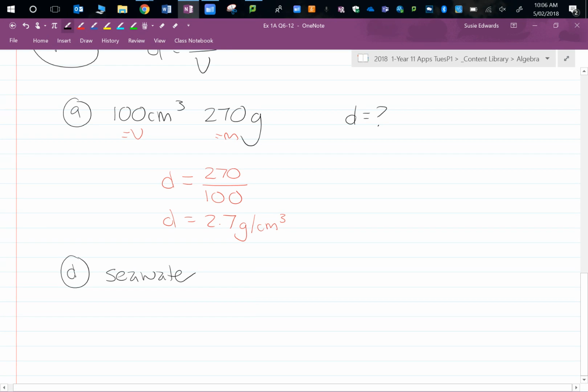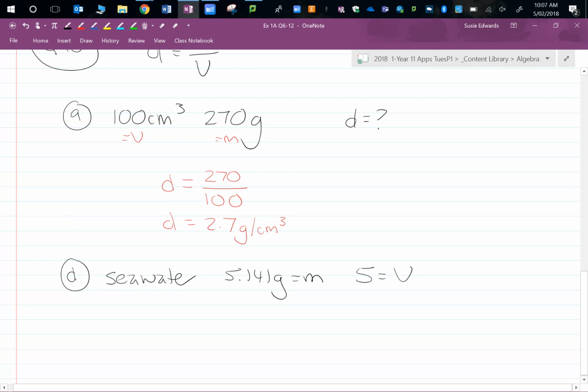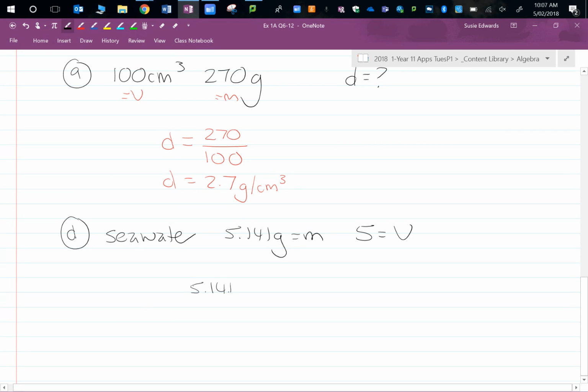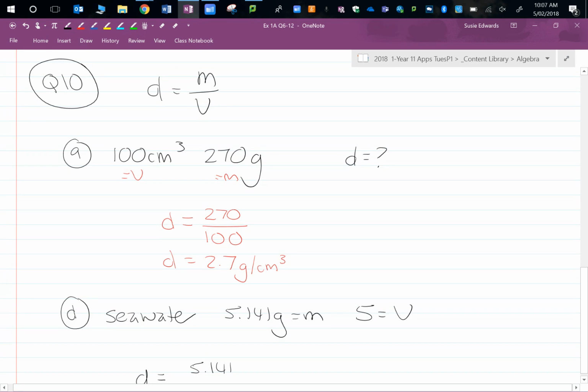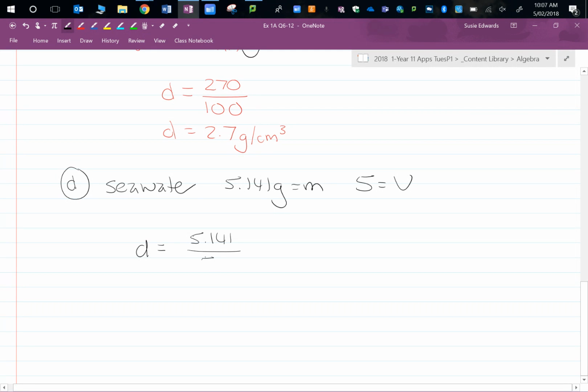The mass is 5.141 grams, and the volume is 5 cubic centimetres. So we've got our formula, all we do is sub it in. So we've got our formula of 5.141, which is our mass, over our volume, which is 5. And then we find our answer, and it will be grams per cubic centimetre.